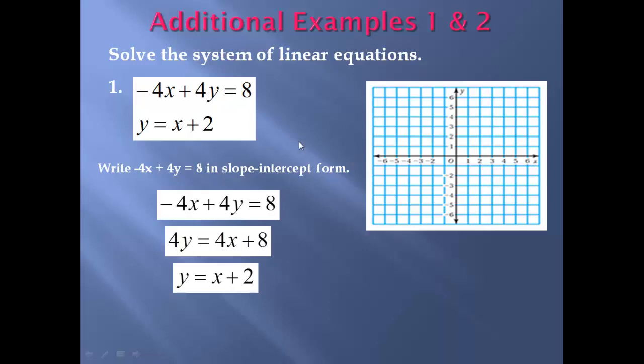Our second equation at the beginning was y equals x plus 2, and when we solved negative 4x plus 4y equals 8 and put that in slope-intercept form, we also got y equals x plus 2. If we graph this equation, our y-intercept is 2, and our slope is 1. So it would be up 1 over 1. Or we can also say down 1 and then over 1. So we went to the left that time. Since this is the same line, it would be infinitely many solutions.